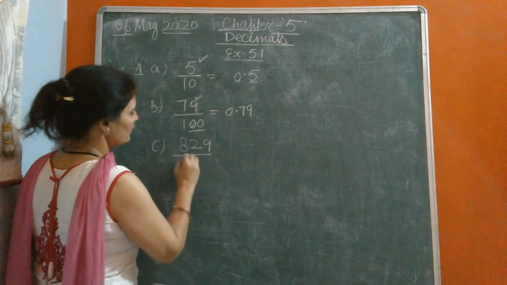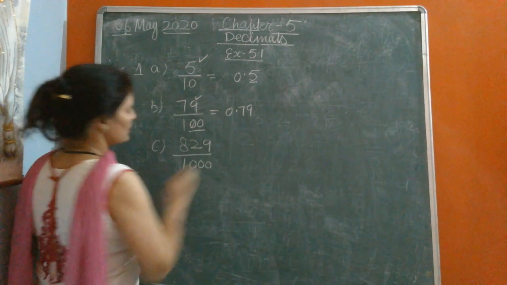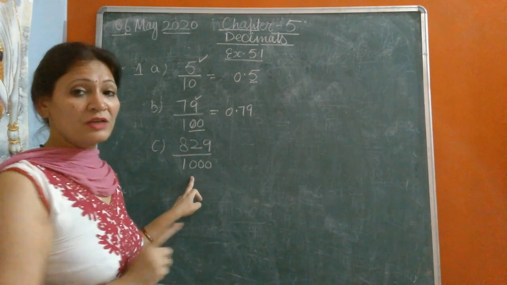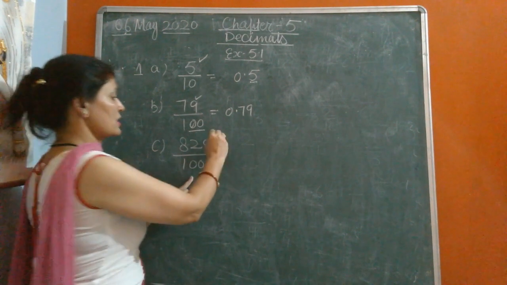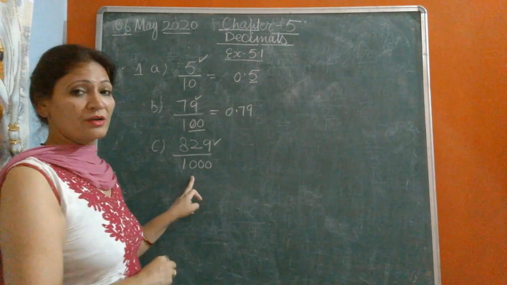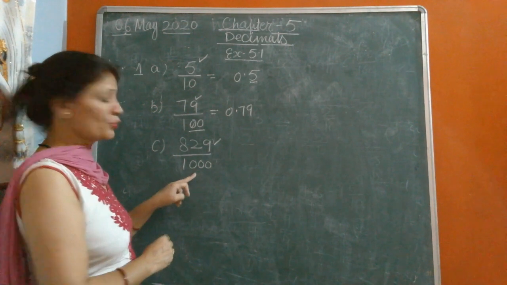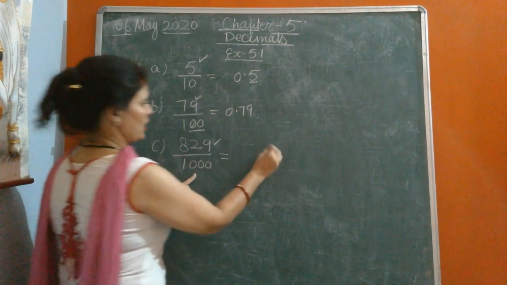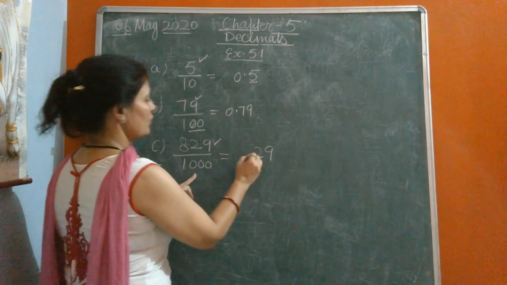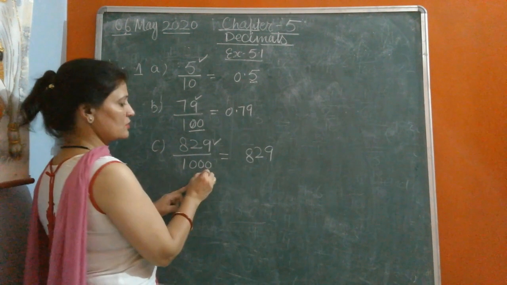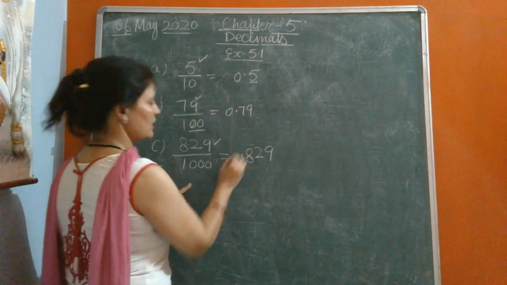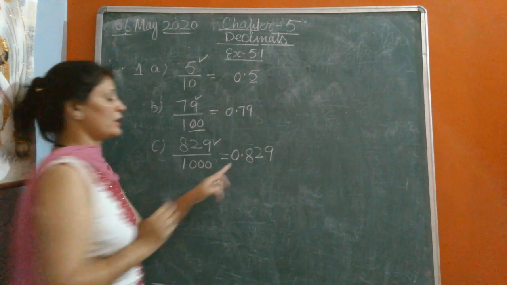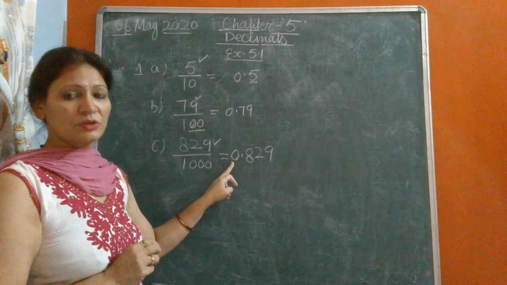Part C, 829 upon 1000. Now in the denominator there are 3 zeros. Count the digits of the numerator according to the zeros: 9, 2, 8. Because there are 3 zeros, put the decimal and write 0 on the right hand side.